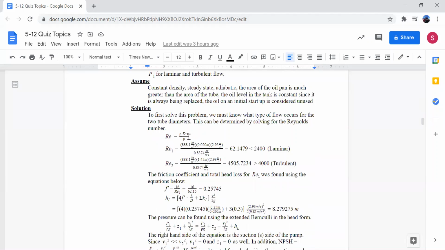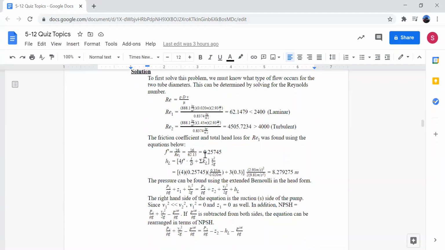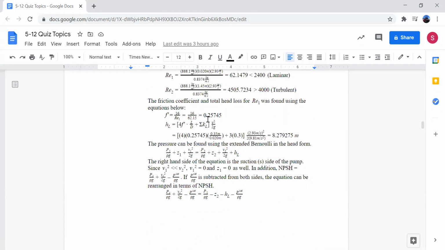be different. So first we have to decide what type of flow we have for each diameter, and for the smaller diameter we have laminar flow, and for the larger diameter we have turbulent flow, using this equation for Reynolds number. Then if we start by finding the pressure for the laminar flow equation, we use the F prime equation for specifically laminar flow, and we get this value.